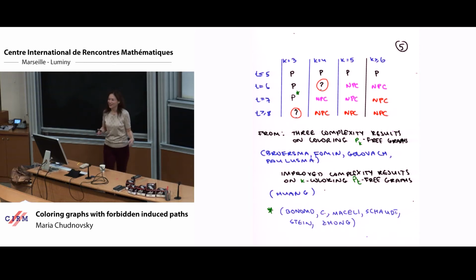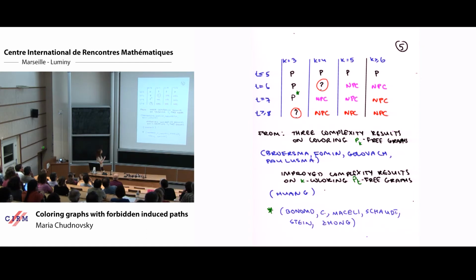It's sort of, there's what's known and there is a new result. And this is kind of a new result. This is a 3-year-old result. Okay, so let me continue explaining the table. For t equals 6, including a 6-vertex path, everything is known except for this open case. For t equals 7, everything is known. It's polynomial to 3-color, and it's NP-complete from 4-coloring and on.